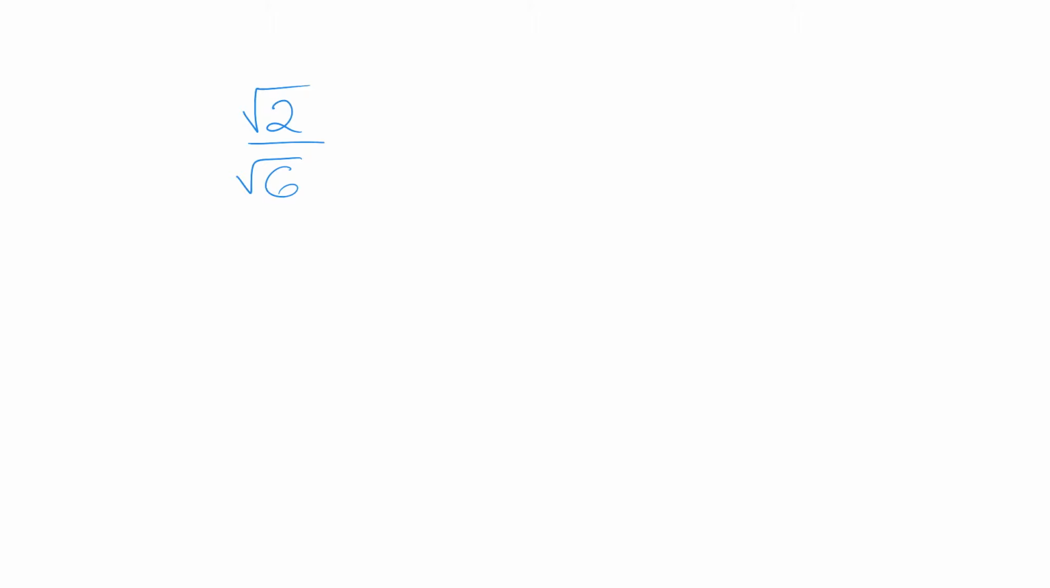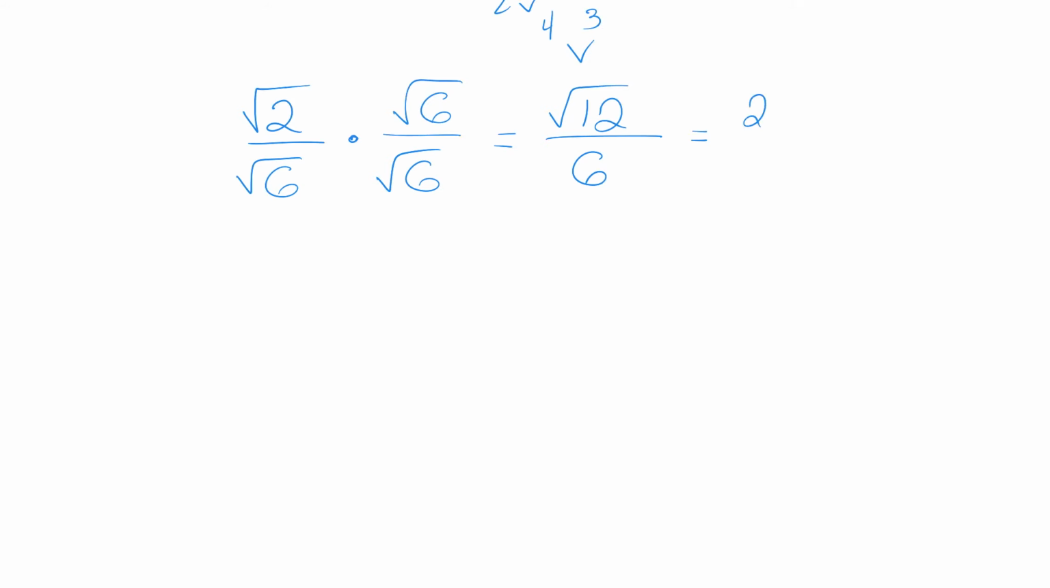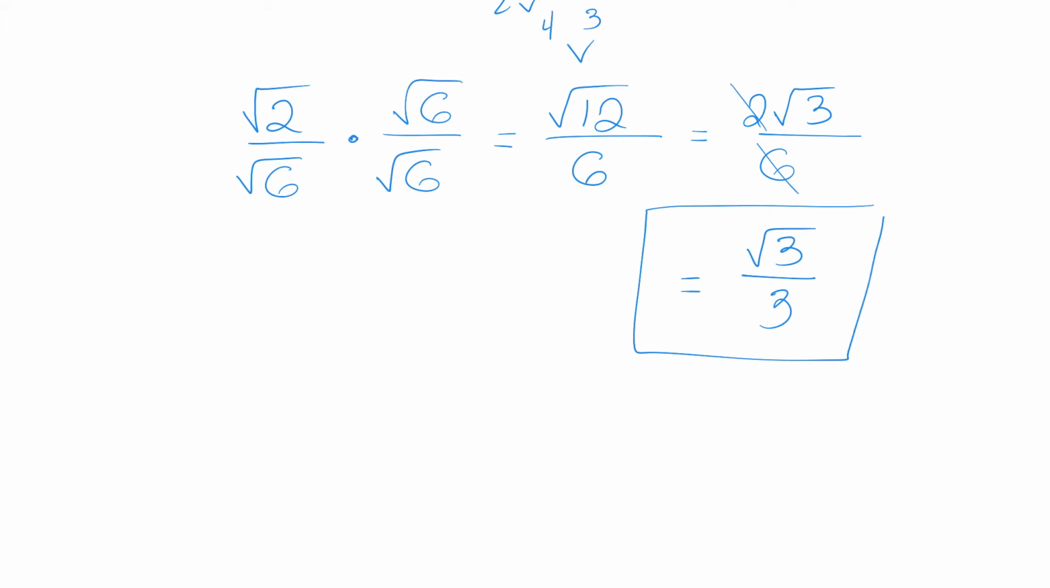Okay, you ready? So we're going to rationalize with root 6 over root 6. And that's going to give us the square root of 12 over 6. Now 12 looks like something I can break down. And sure enough, 12 would break down to a 4 and a 3 and 2 and 2. So I can take out the 2. I'm left with root 3 over 6. The 2 and the 6 simplifies, and we end up with root 3 over 3. And that would be our final answer.